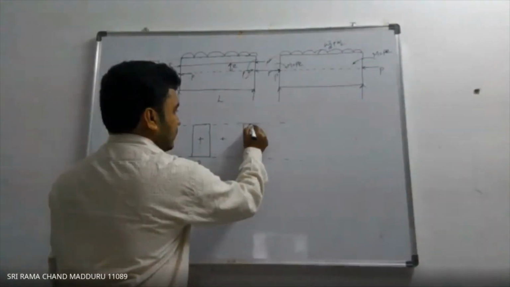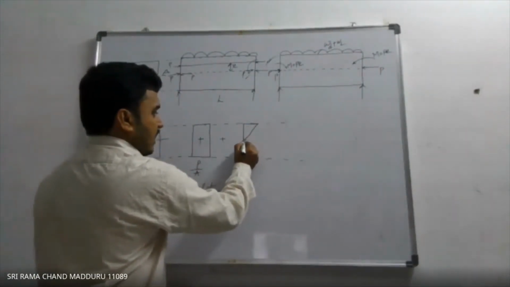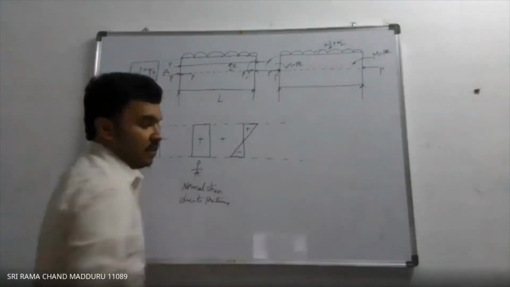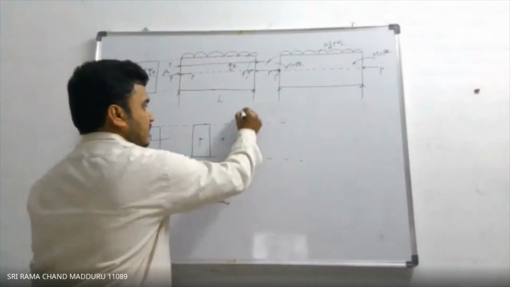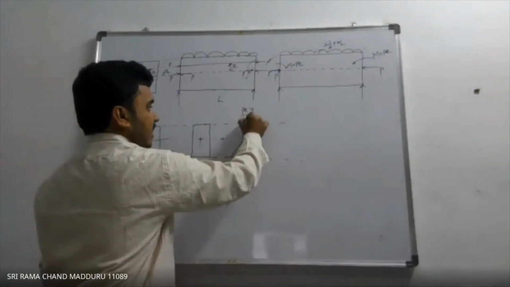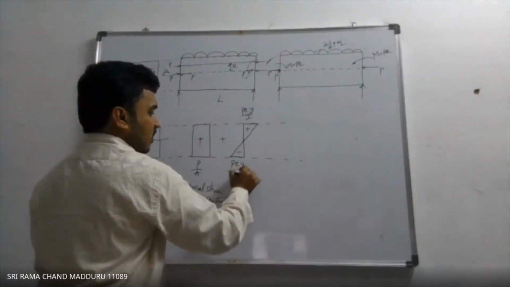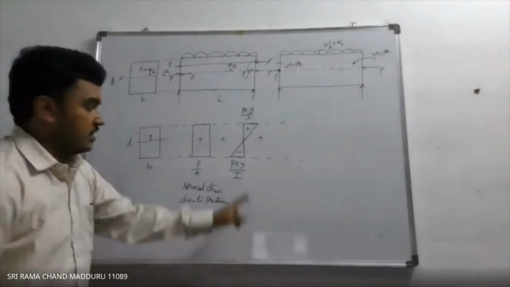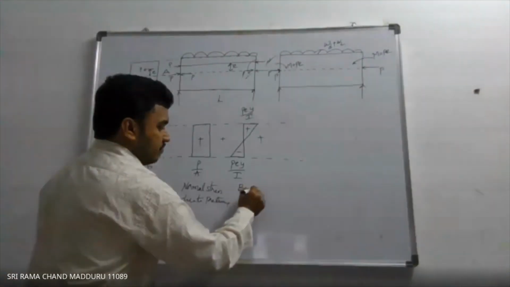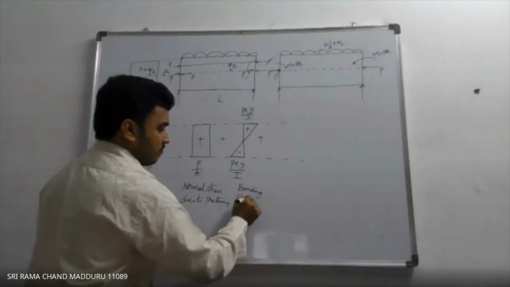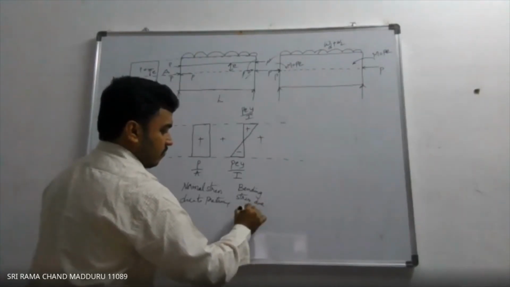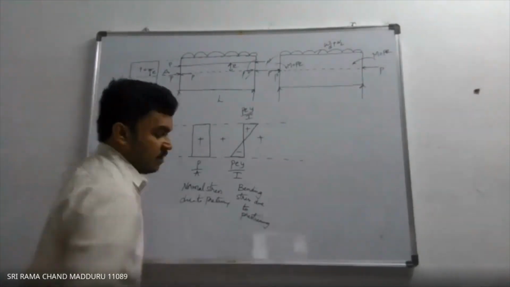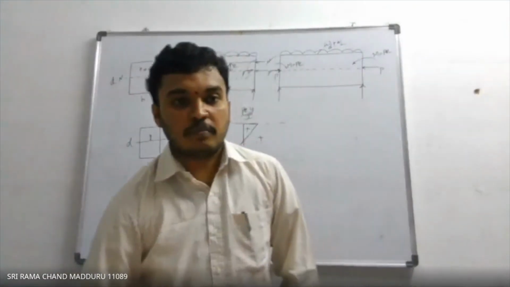And the value is, in the previous case 2, top fiber was under tension and bottom fiber under compression, but this is the reverse case. P into E into Y by I. This is bending stress due to pre-stressing.